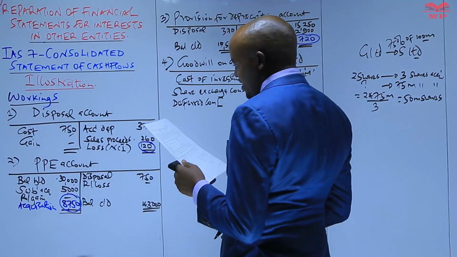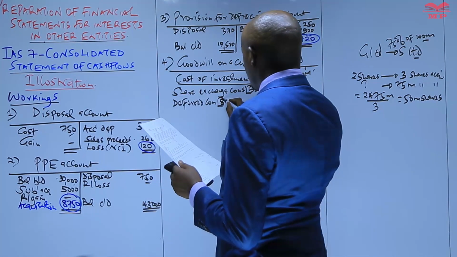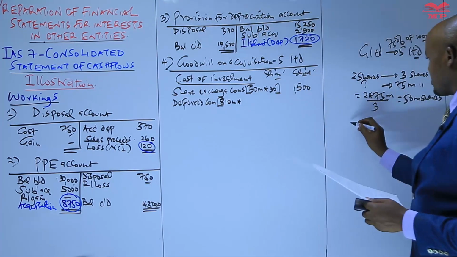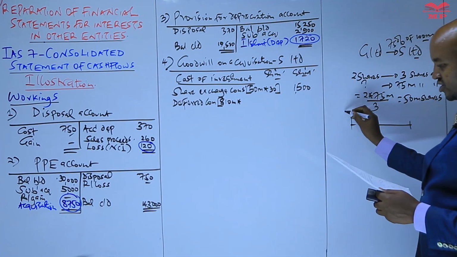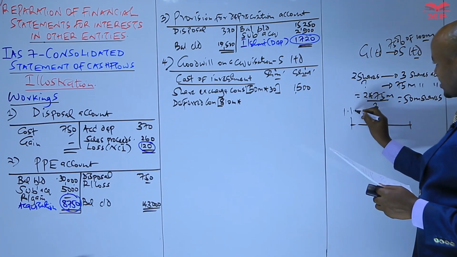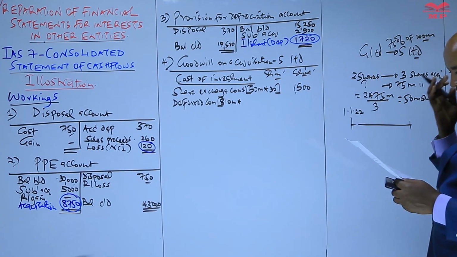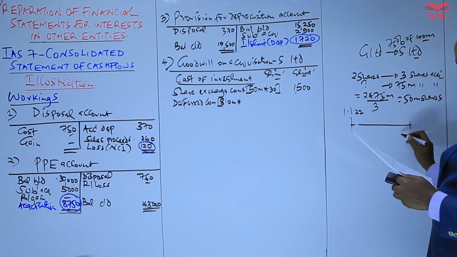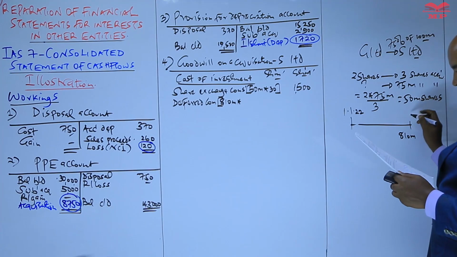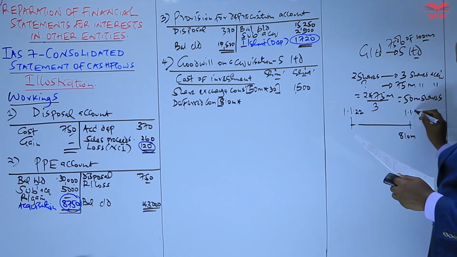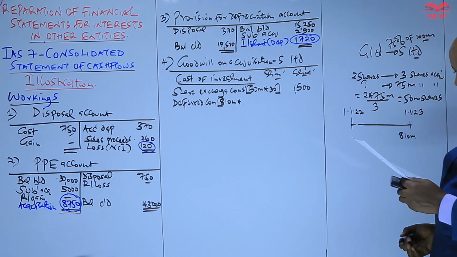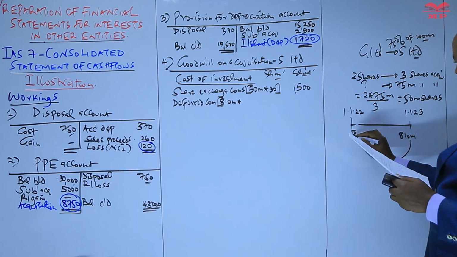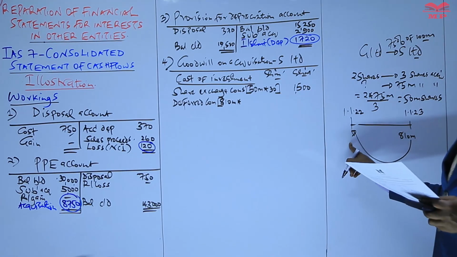So the deferred consideration in this case, we are told, is 10 million. And because it will be paid on a future date, remember the acquisition took place on 1st of January 2022, we are told that this 10 million will be paid on 1st of January 2023, that is after 1 year. So therefore, what we need to do, we need to discount this to its present value.